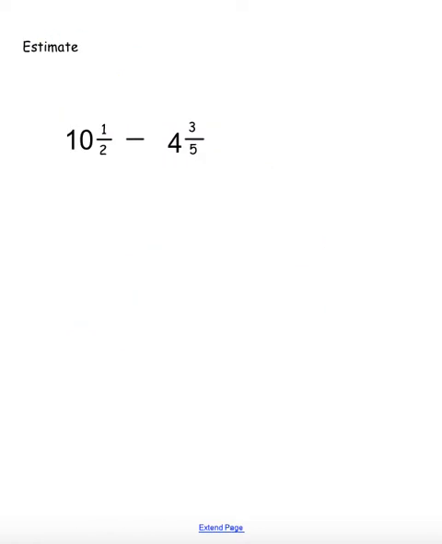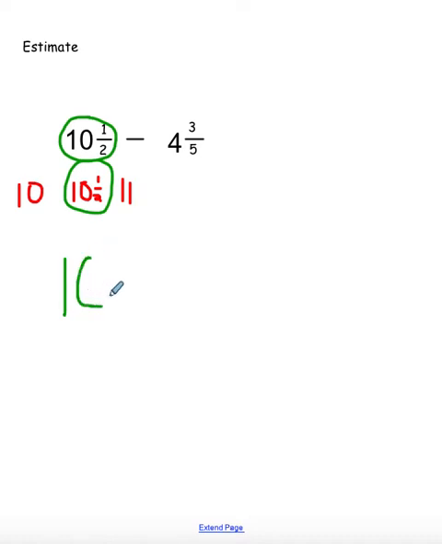Your final example is also subtraction. I have 10.5 minus 4 3/5. Looking at my first number, my choices are 10, 10.5, and 11. And I notice right away that this number is exactly the same as one of my options. So I'm going to stick with it. It's a good number to use. So I'm going to use 10.5 as my estimate.